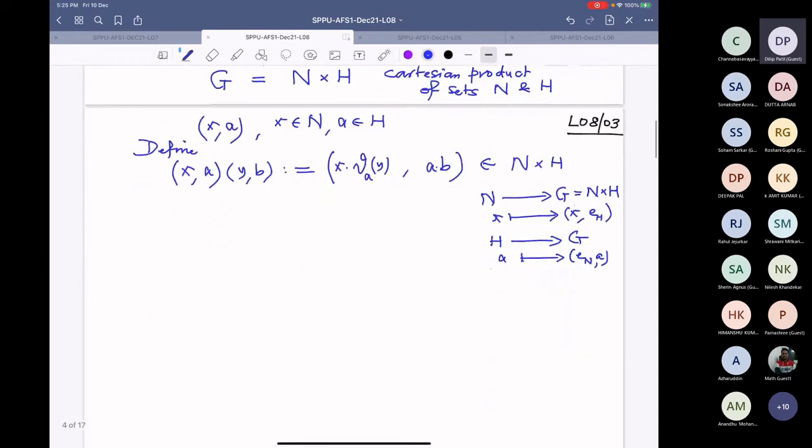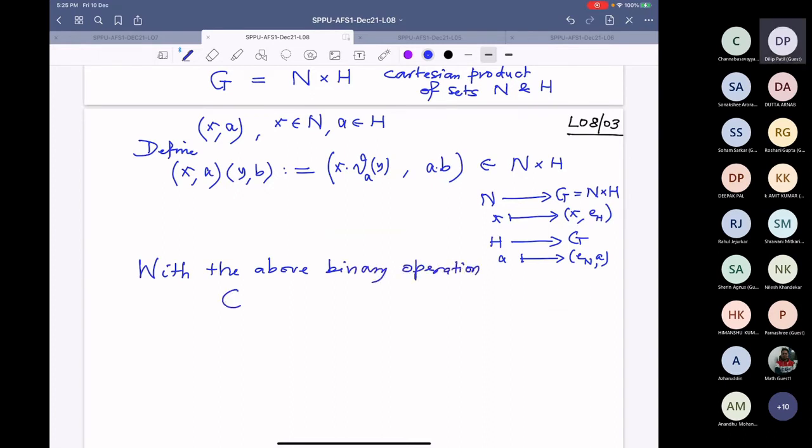So to say that it is a group, with the above binary operation, G is a group. That is what we are checking. So I have to check first what is the identity element. So can somebody tell me what is the identity element?